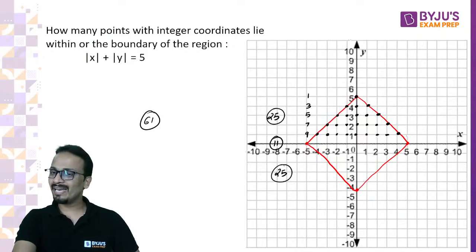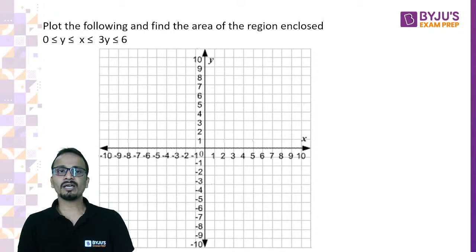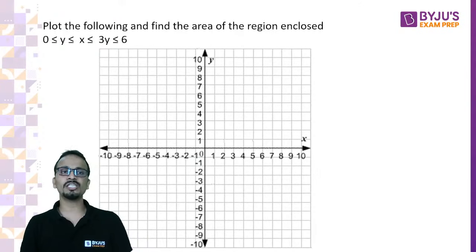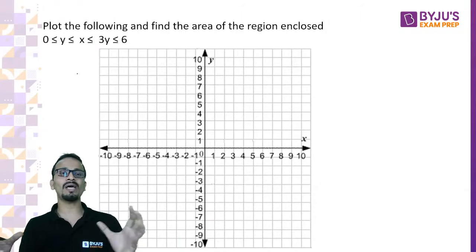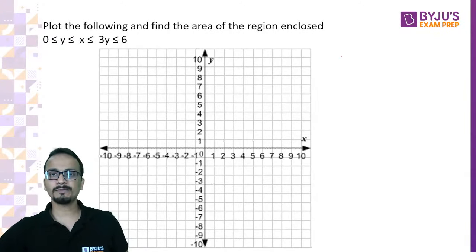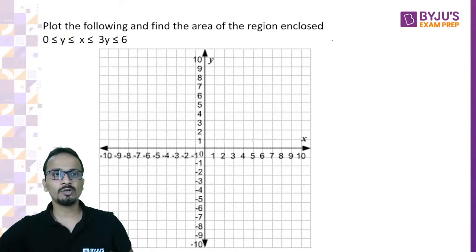Now let's again raise the level of difficulty a bit, and let's plot the following graph. Let's plot the following region and also find the area of the region which is enclosed in this. Now there are so many inequalities, a lot of inequalities clubbed into one. Let's do it step by step. What I'll do is break all these inequalities one by one.